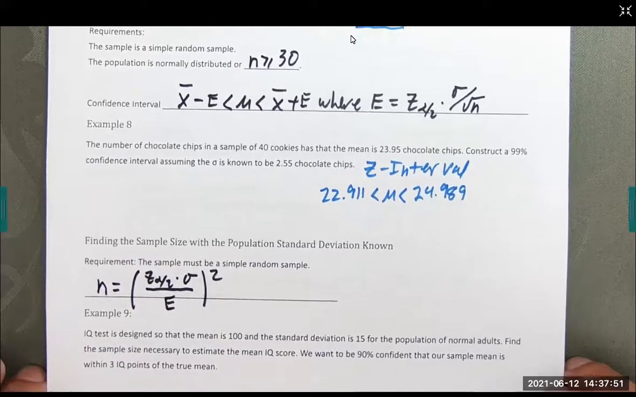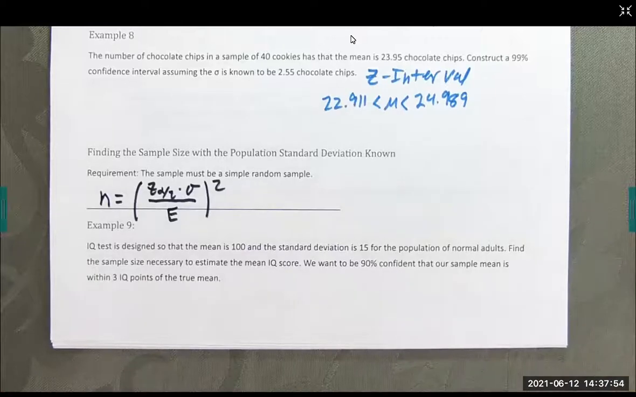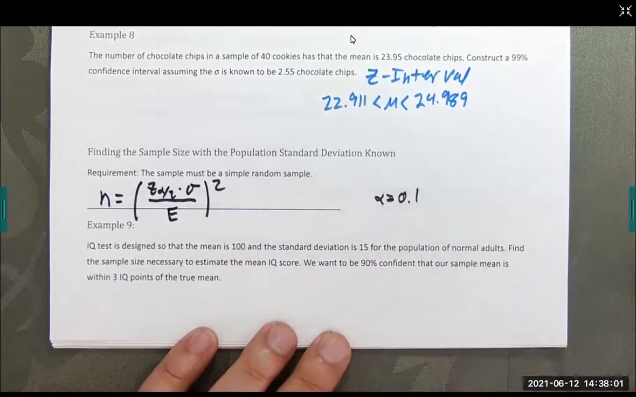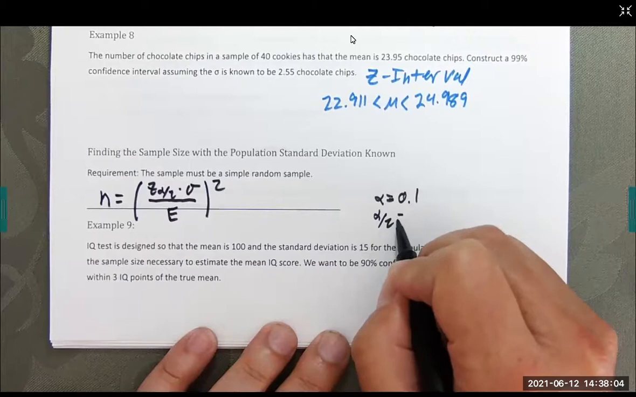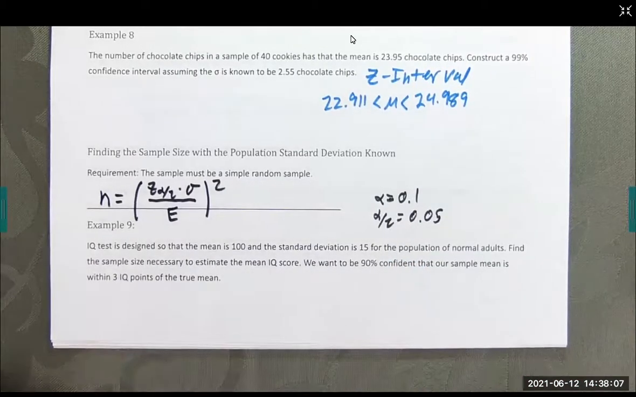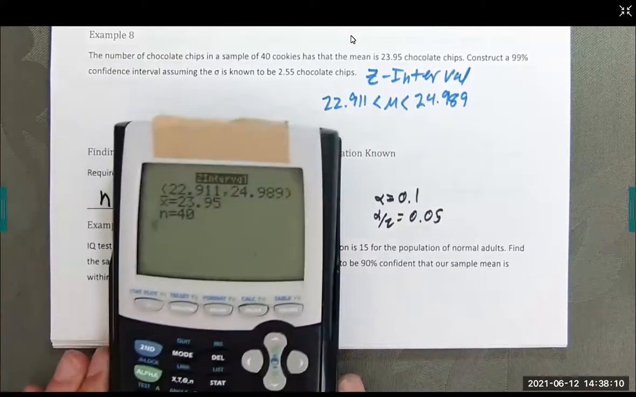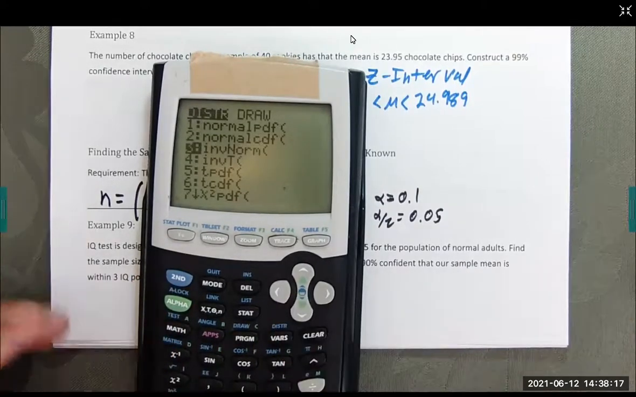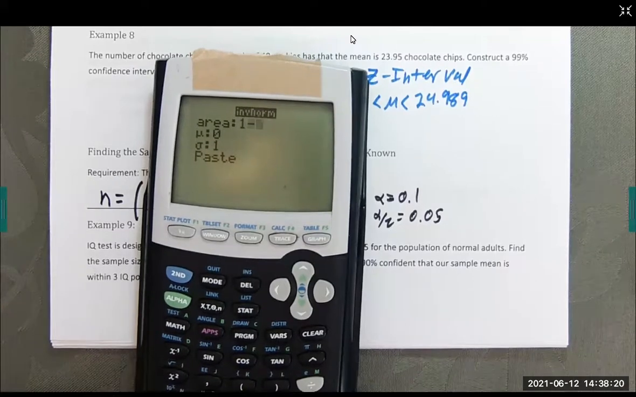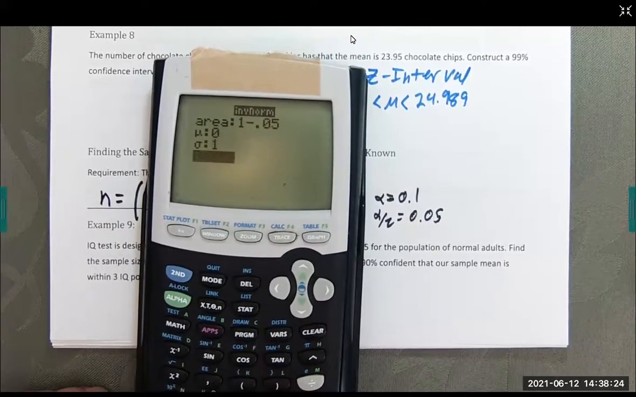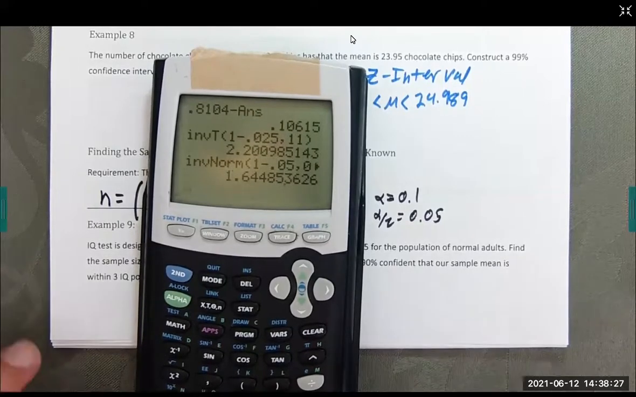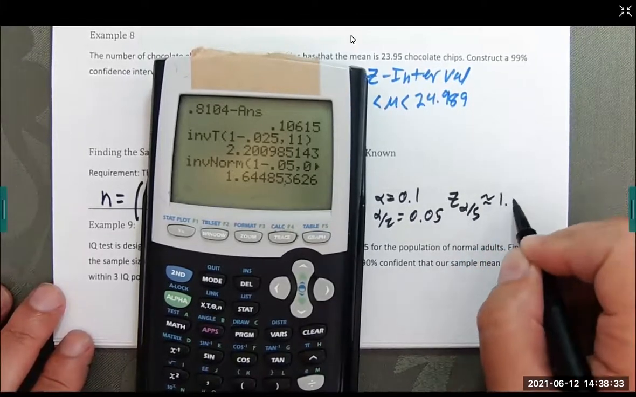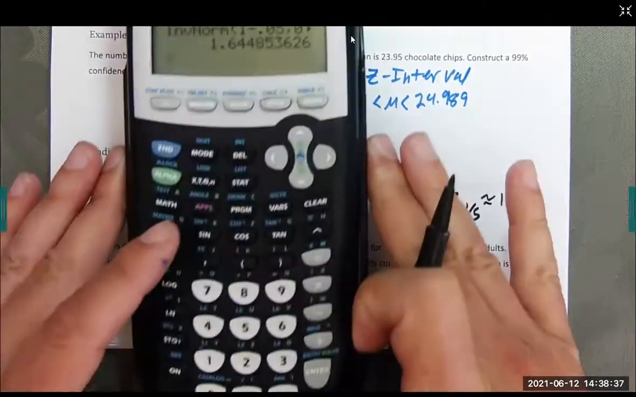Let's move that up so we can see everything. So for this one, a little low on space here. Alpha in this case is 0.1. Alpha over 2 is 0.05. And I'm going to use inverse norm to get my z sub alpha over 2, because we have a z distribution, which we've used before. So this is 1 minus 0.05. There we go. So z sub alpha over 2 is about 1.64. Once again, I'm going to store that off using memories. Store. Okay.